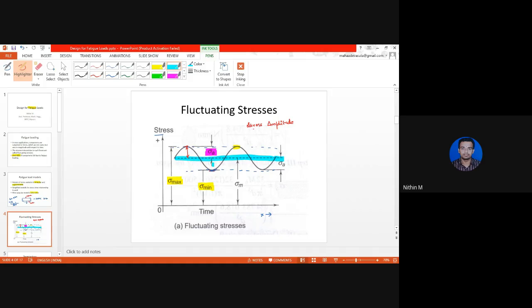Now, since this is a wave form, the average of maximum stress and minimum stress is what we call as mean stress, which is represented by this dotted line. This is called as mean stress.